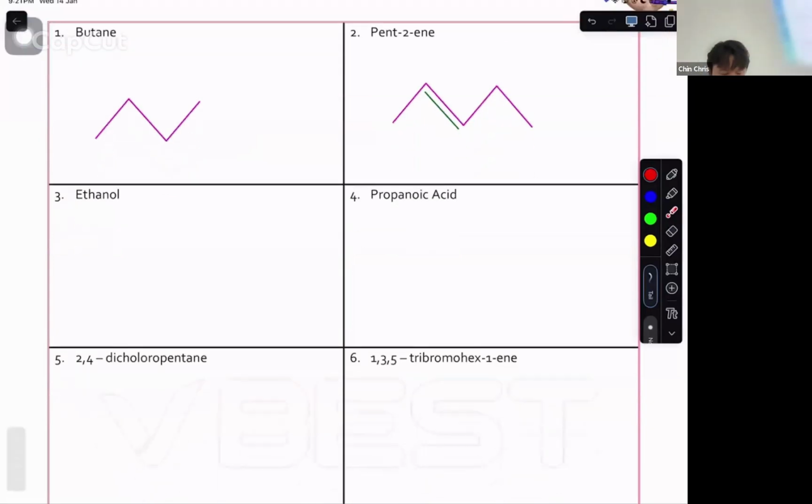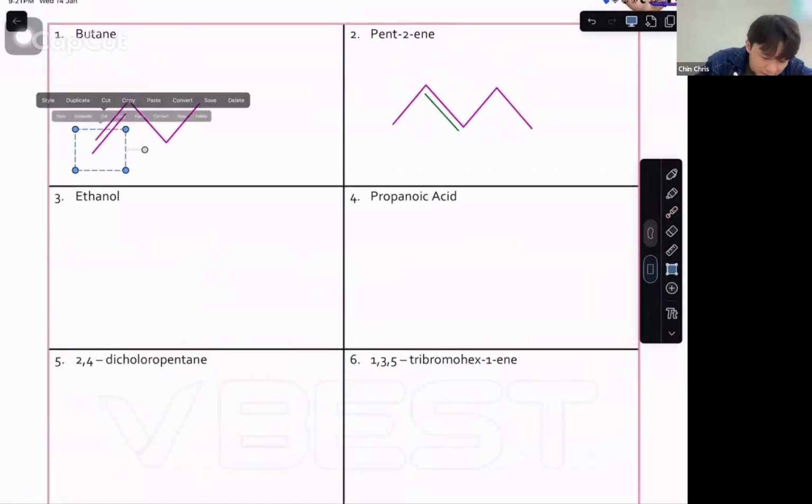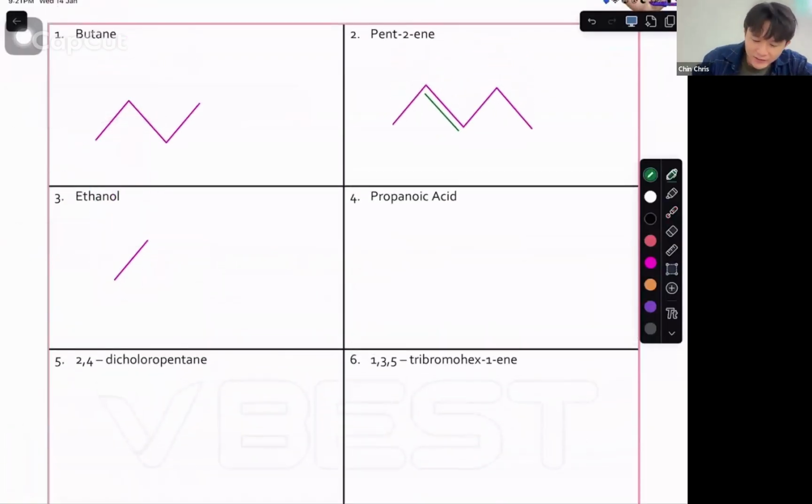Alright, let's go. Ethanol, how to draw? 2 carbons, right? So we're going to do 1, 2. That's the 2 carbons already. Then link to an OH. Okay, that's it. So you see, it's C2OH, not just a C.